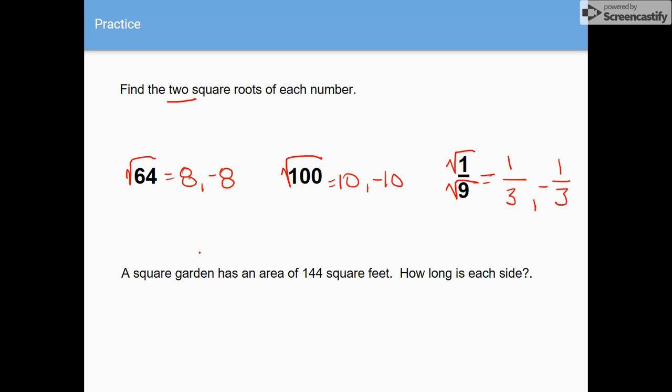Let's look down here. Anytime you get to a word problem, it talks about some square unit, in this case feet, it's a square root problem. Just take the square root of that. So it says, how long is each side? Well, it's a square, so it's a side times side.